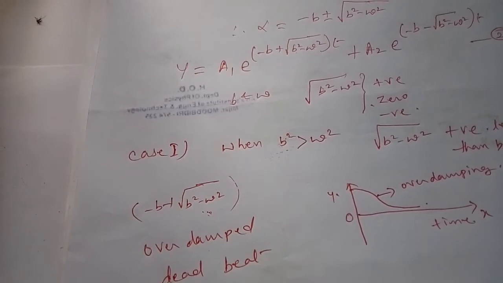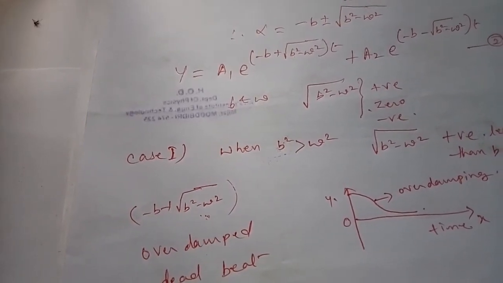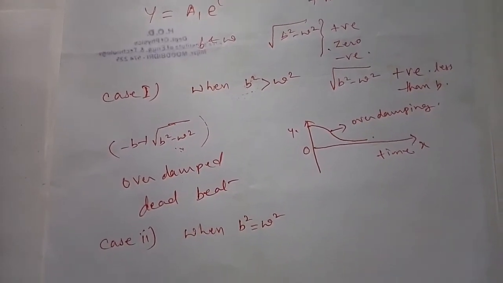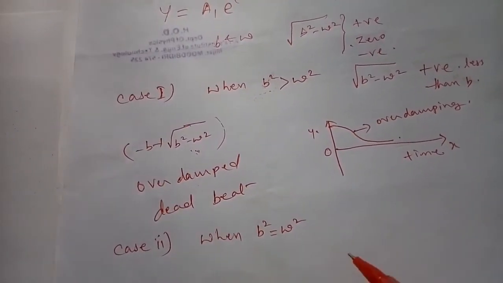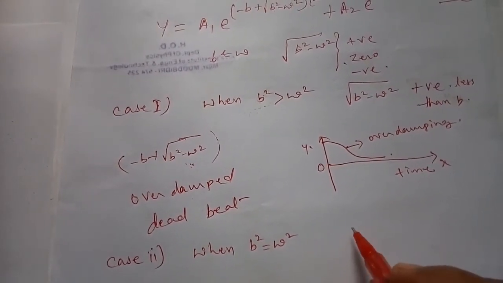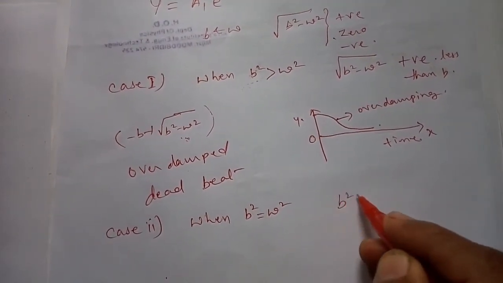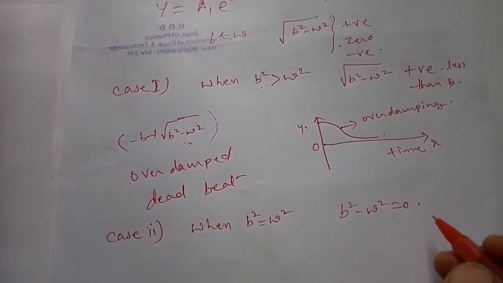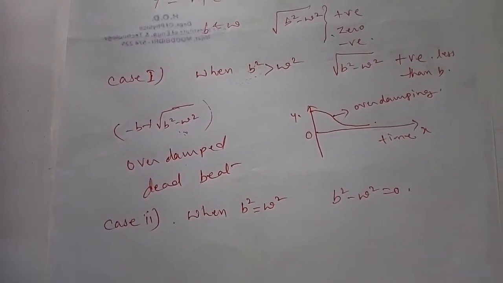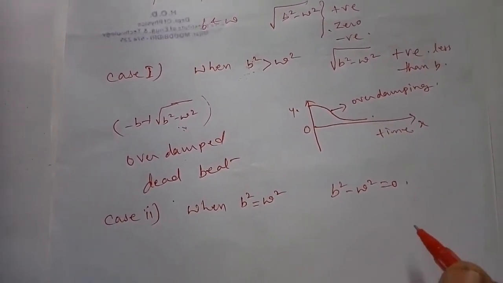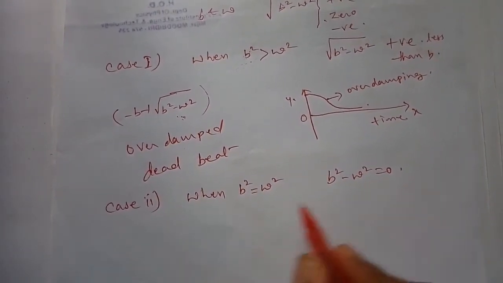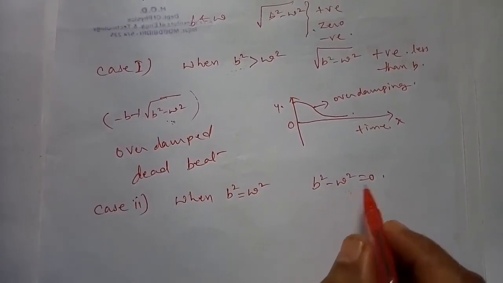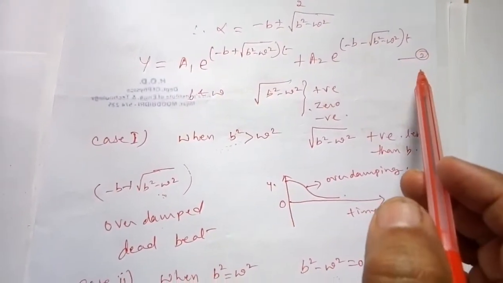When b square is equal to omega square, it is said to be critically damped. That is, if b square minus omega square is equal to 0. In this case, the damping term and stiffness term try to balance each other. So what happens? We have to substitute this equal to 0 in equation 1 or 2.